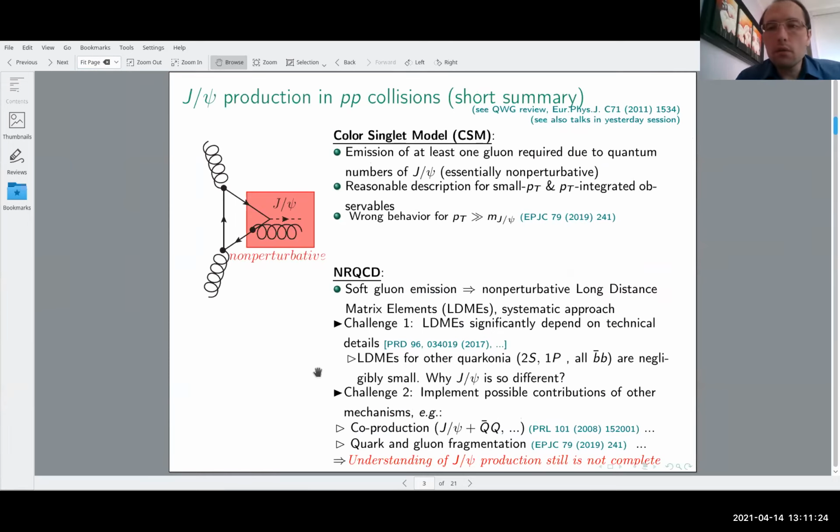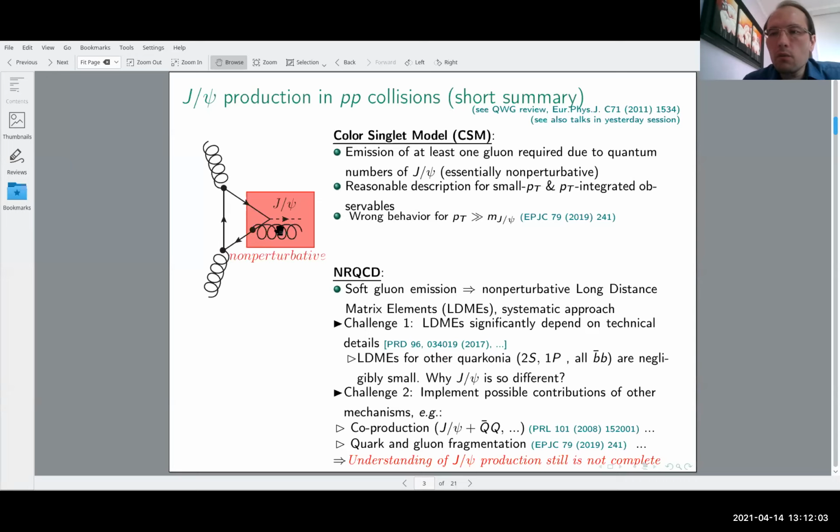Well, according to the color singlet model, we expect that production of J/psi mesons from pomeron fusion should be accompanied by emission of soft gluons. And this picture was offered more than 40 years ago, and it can describe very well small pT and pT integrated observables. But it gives completely wrong behavior at very large pT. Today we know that we need to apply non-relativistic QCD, or NRQCD, in order to introduce systematically non-perturbative long-distance matrix elements which describe the production of heavy quarkonia from 2 quarks.